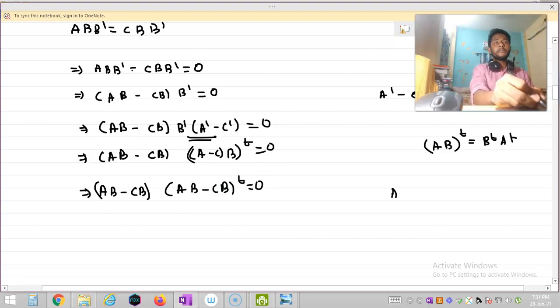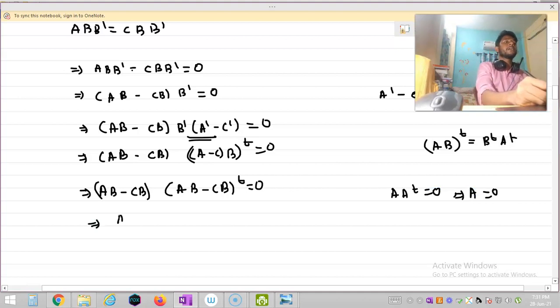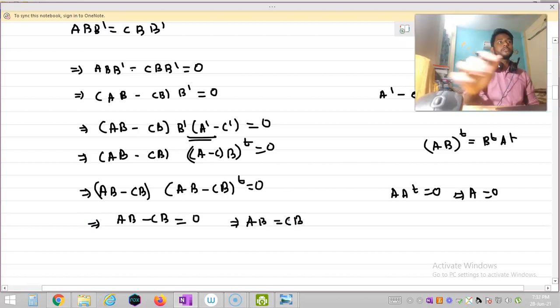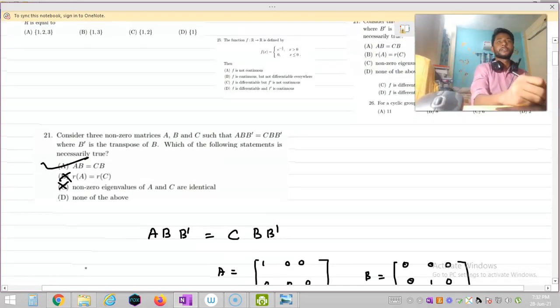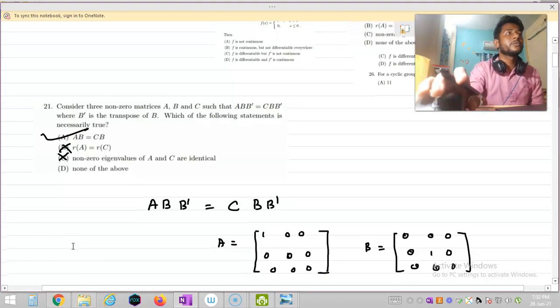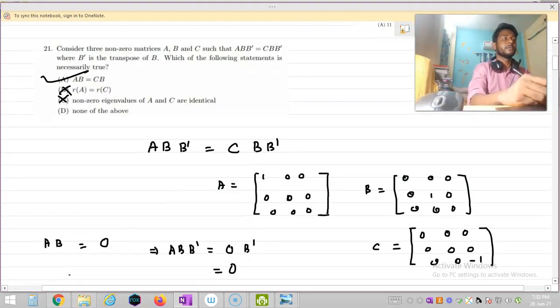Now I know that if A transpose is equal to 0, then A must be 0. So from this I can conclude that AB minus CB equals 0, and hence AB is equal to CB. So option A is our correct option. That's all about question number 21. Now let us solve question number 22.